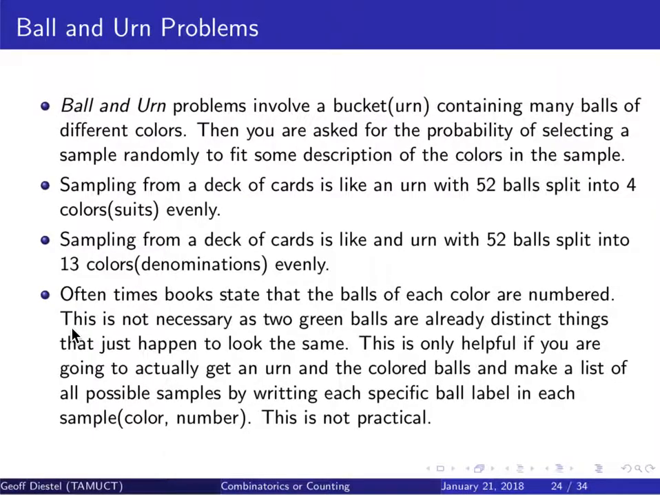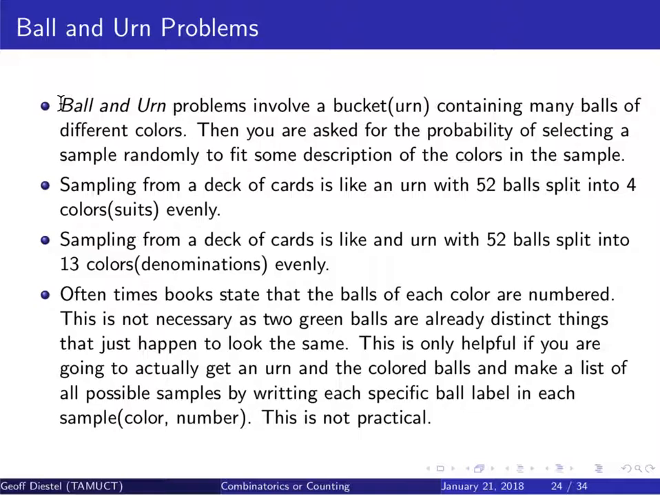Like a lot of the poker hand problems, those fall into a general category. They're called ball and urn problems. These are problems where you're asked to consider a set of objects that are split into groups, usually referred to as colors. So it's like a bucket with a bunch of balls, and some are red, some are green, some are blue, or various other colors. These colors could be anything.